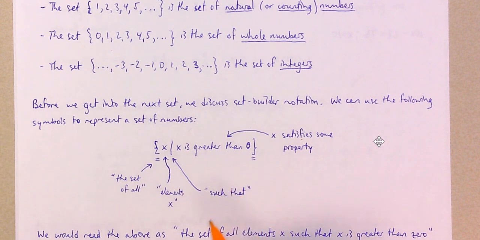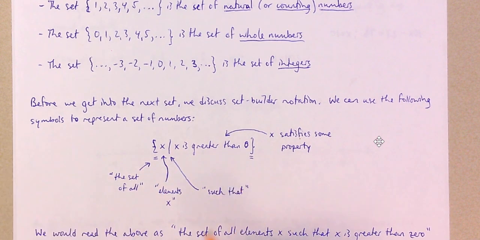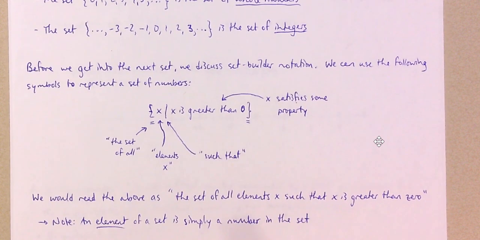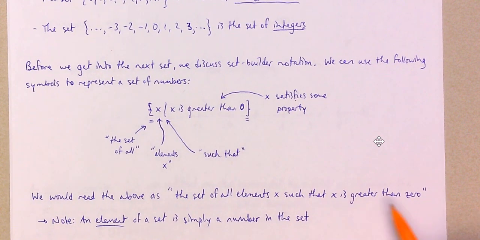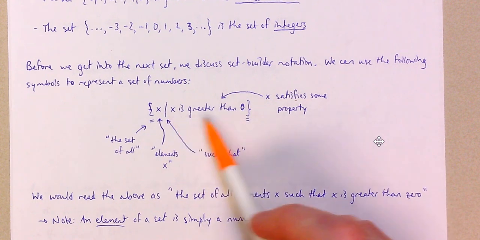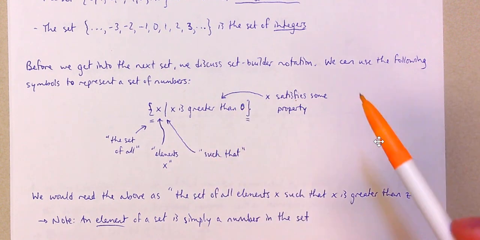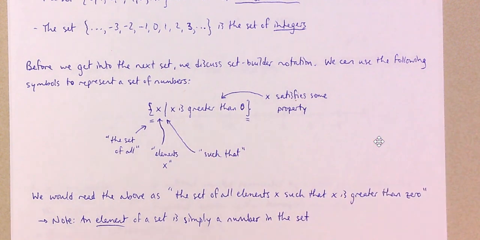So how we would read this entire thing is the set of all elements x such that x is greater than 0 in this particular case because that was the property that we had. It could be the set of all elements x such that x is less than 10, say.